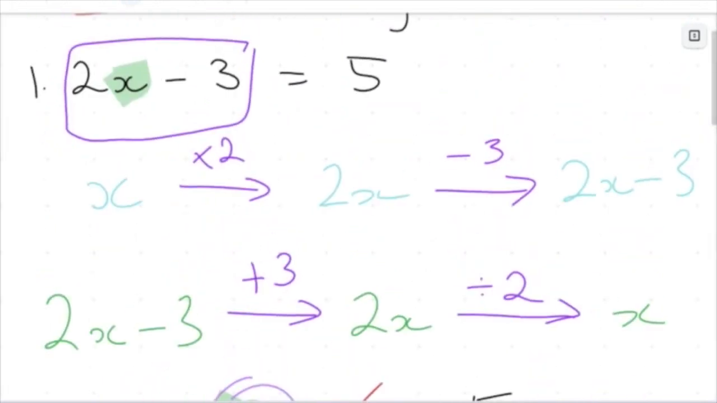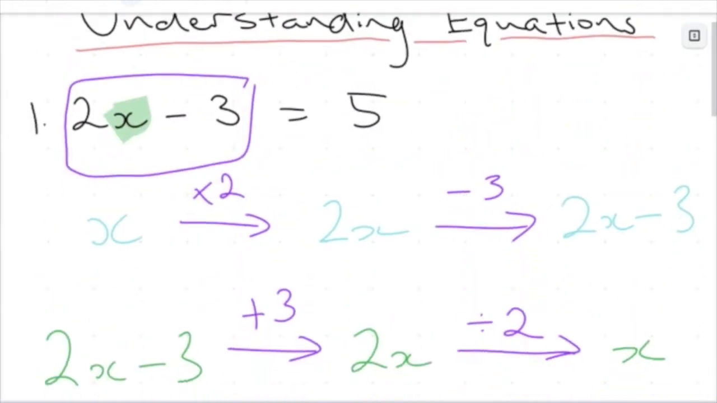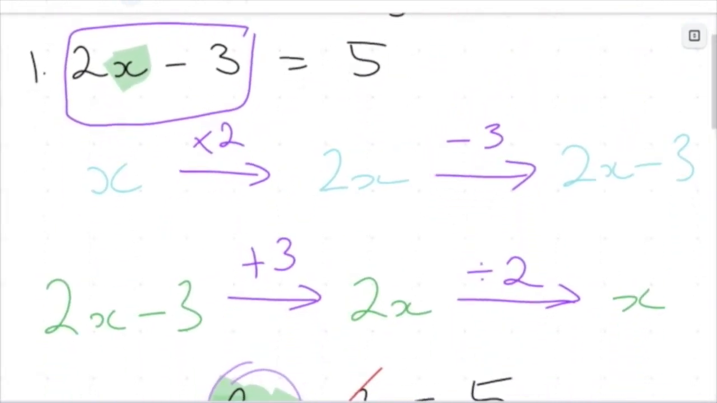So let's just quickly recap what we've done. We looked at how we built this x, this left-hand side that I've put a purple rectangle around. I'm just showing you here how we built up from x. So starting at x, how we got to 2x minus 3. So I first times 2 to it to give me 2x. I then subtracted 3 from that to give me 2x minus 3.